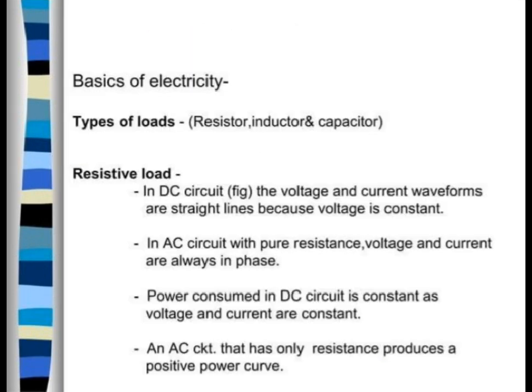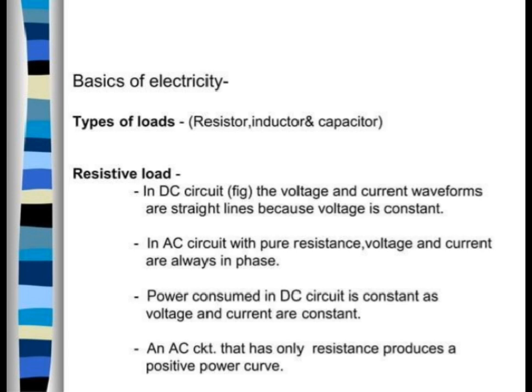So next are the types of loads. There is the resistor, inductor and capacitor. So, resistive load. In a DC circuit, the voltage and current waveforms are straight lines because voltage is constant. In an AC circuit with pure resistance, voltage and current are always in phase. Power consumed in a DC circuit is constant as voltage and current are constant. An AC circuit that has only resistance produces a positive power curve.